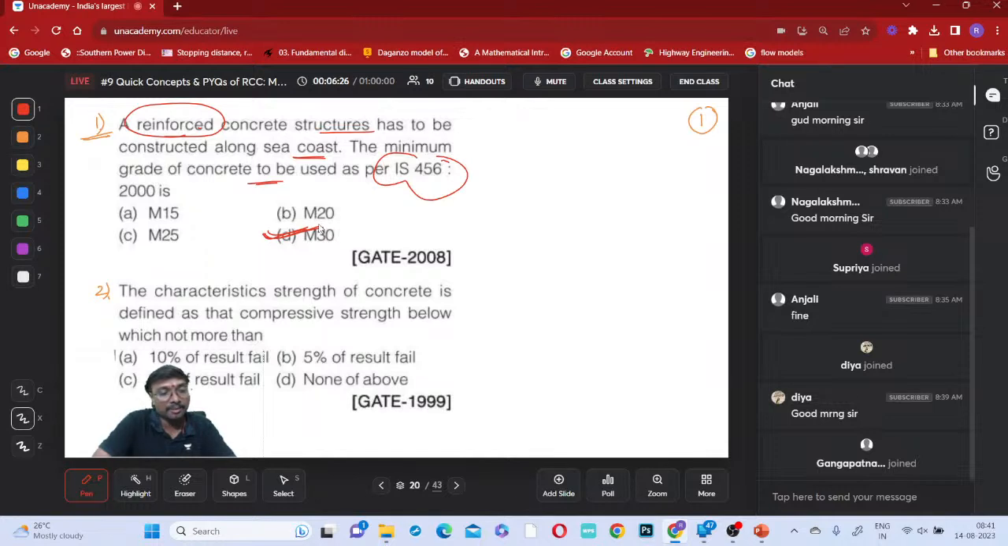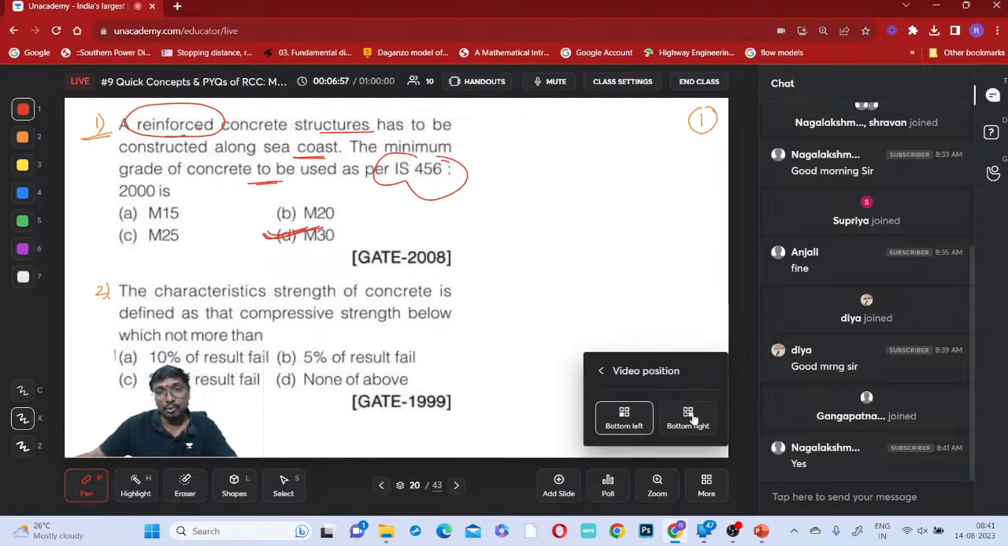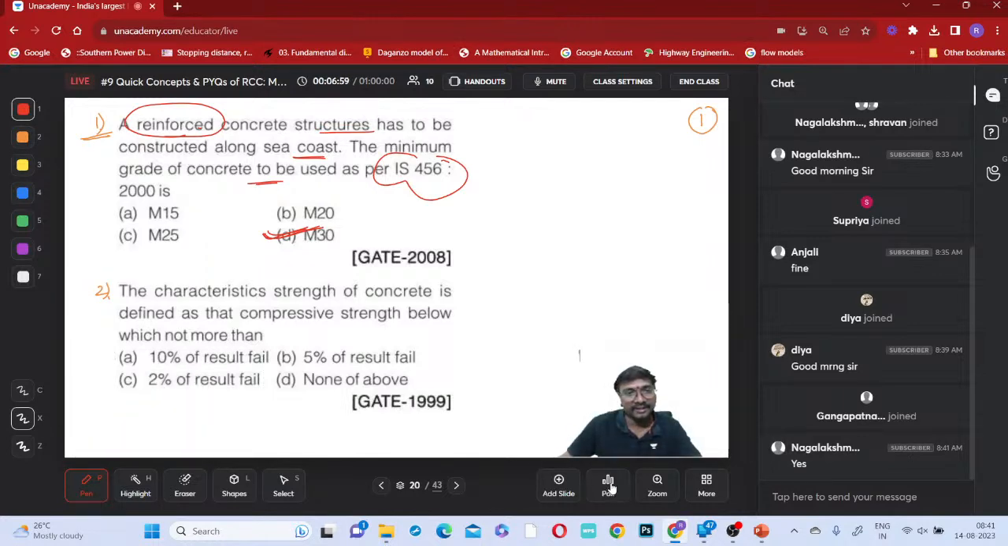Yesterday I gave that table. Do you remember? Yesterday means 12th August. So which one is the answer, everyone? Is M30 the answer or will M20 be the answer? M30 only will be the answer. You have to be careful, so try to use that table. Yesterday I told you to write it down.